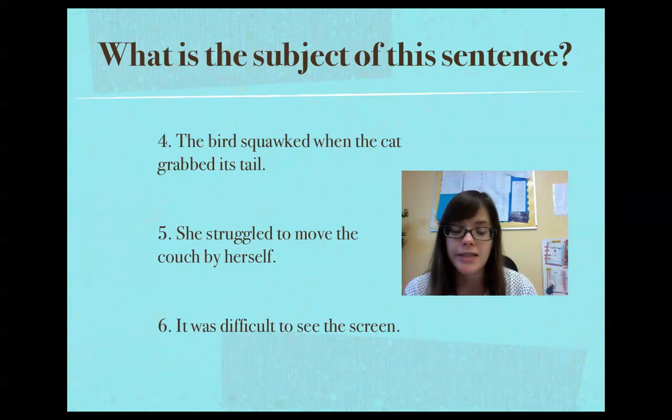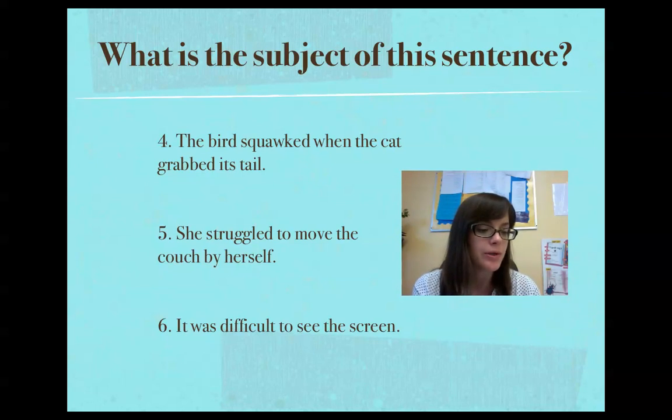Alright, so let's check and see how we did. Hopefully we did pretty good. We just had these first 3 to get started with. Make sure as we go through this, you're correcting yourself on your paper. So we have number 4, the bird squawked when the cat grabbed its tail. So our subject should have been bird. The bird is the one performing the action of squawking.